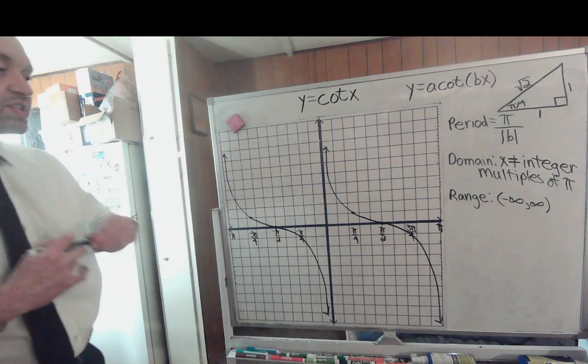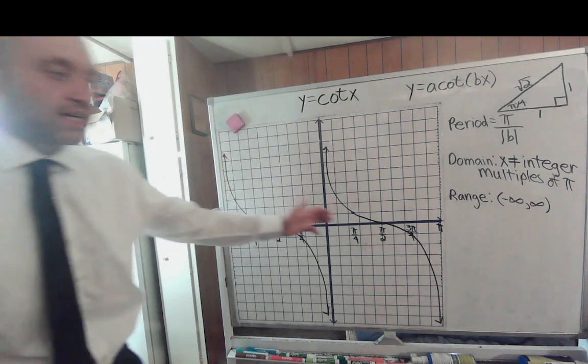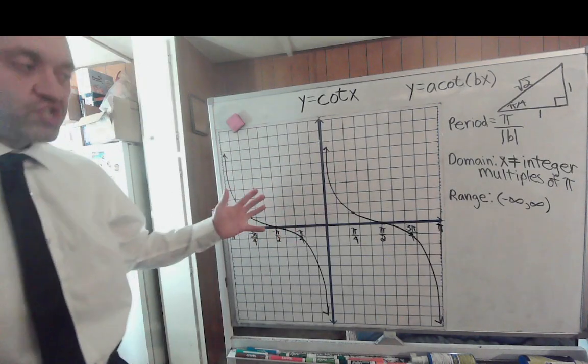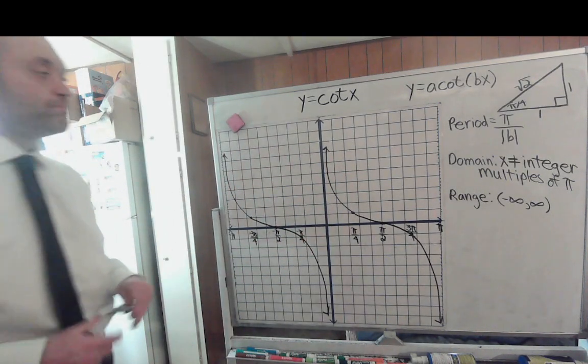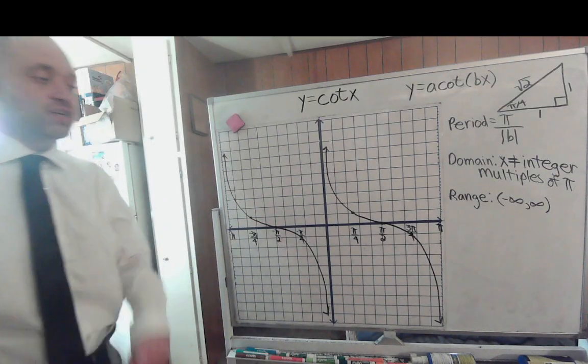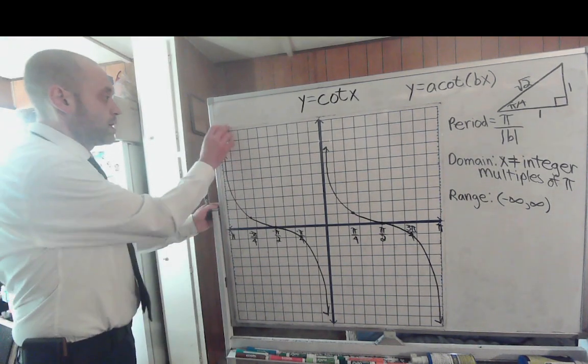So it looks almost like y equals negative x to the third for the cotangent function and just shifted asymptotes. So this is the standard graph of y equals the cotangent of x. So let's get into some examples here.